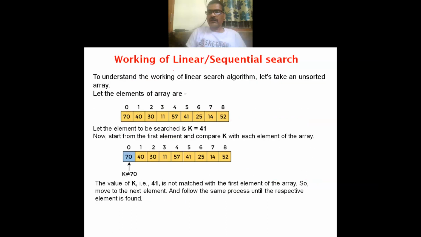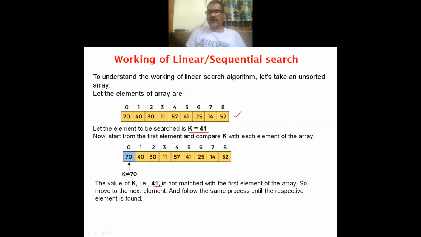The working of this linear search is shown in this particular example. To understand how the linear search works, let us consider these elements given in the array: 70, 40, 30, 11, 57 and so on. These are the 9 elements given in the array. Now let us assume that the element to be searched is k equal to 41. We start from the first location and compare whether k is equal to 41. Is k equal to 70? No. The value of k, that is 41, is not matched with the first element of the array.